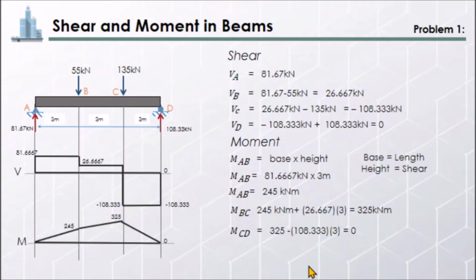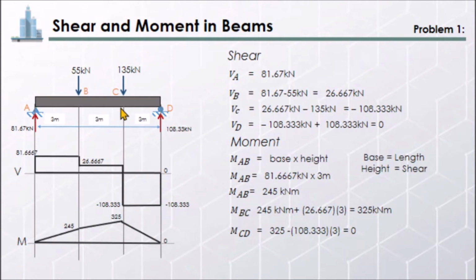So, next, here we go to the moment, class. In computing the moment, again, our basis is our shear diagram, and then we just get the areas. Okay? So, for the first area, A to B, we have 81.667 multiplied by its base, 3. That will give us 245 kilonewton meter. And then, for B to C, we have 26.667 multiplied by 3. But of course we start from 245 plus this area. So, that will give us 325 kilonewton meter.